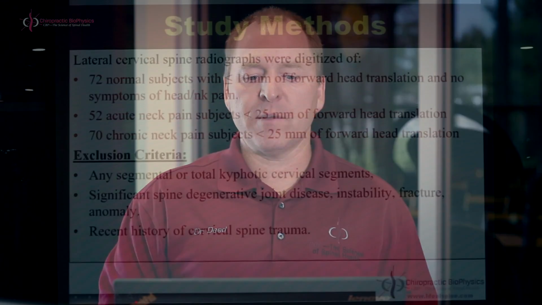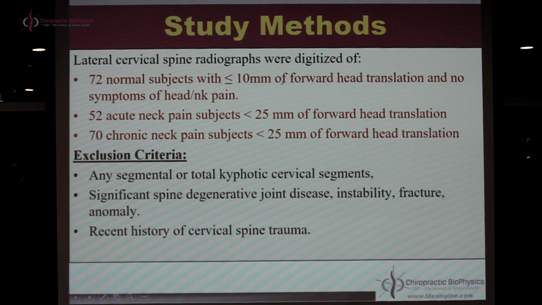For our normal subjects, we narrowed down and asked, what is a normal range for anterior head translation? We chose 10 millimeters as the cut point for normal subjects. We're going to let you go up to about 10 millimeters of forward head translation, and if you're above that, you're not going to be in the project. So normal subjects had less than or equal to 10 millimeters of forward head translation. These subjects had no symptoms of head and neck complaints, no scapular complaints, no arm complaints, etc.